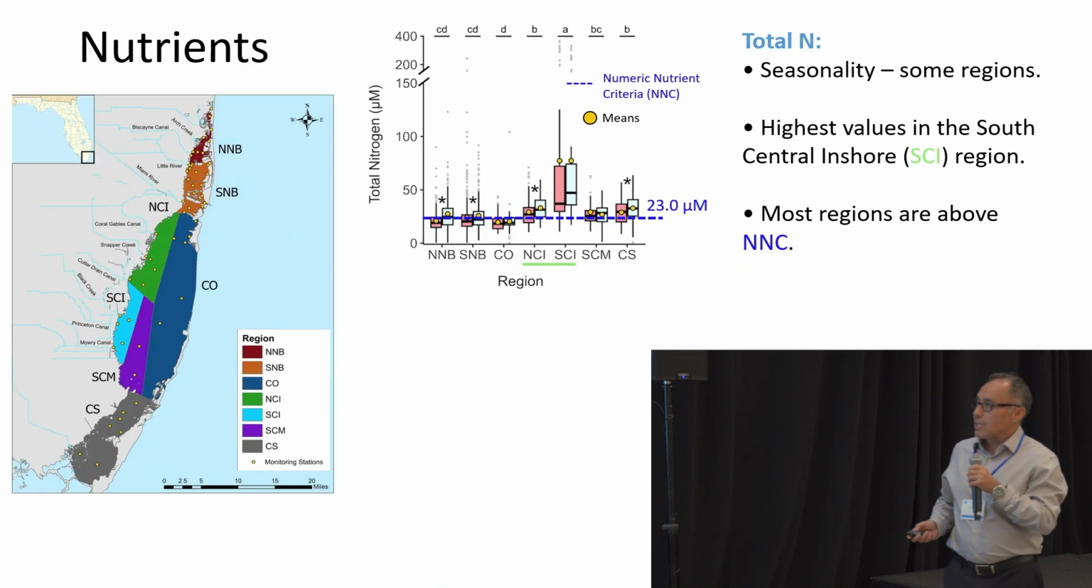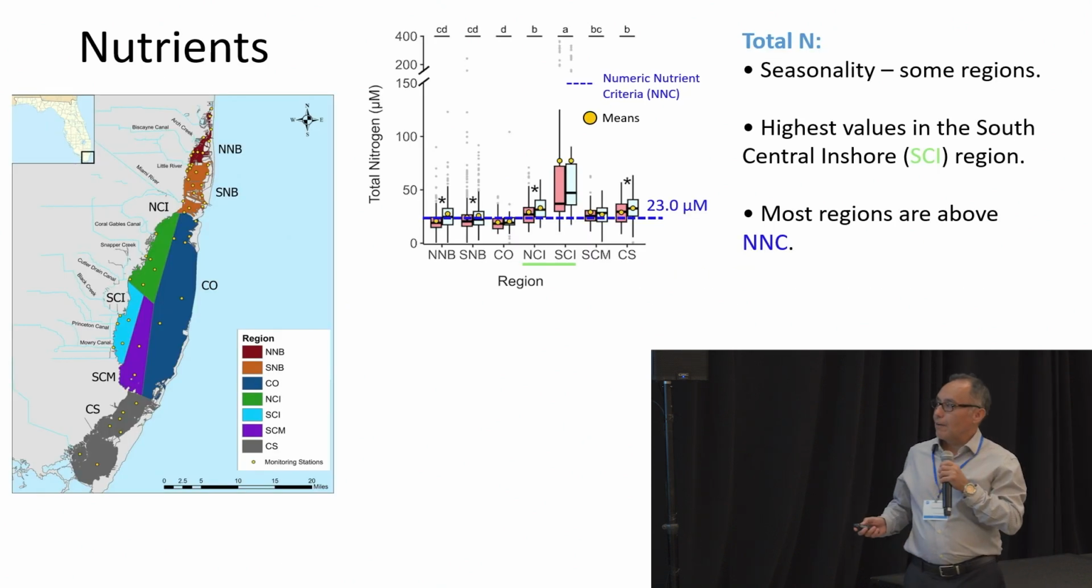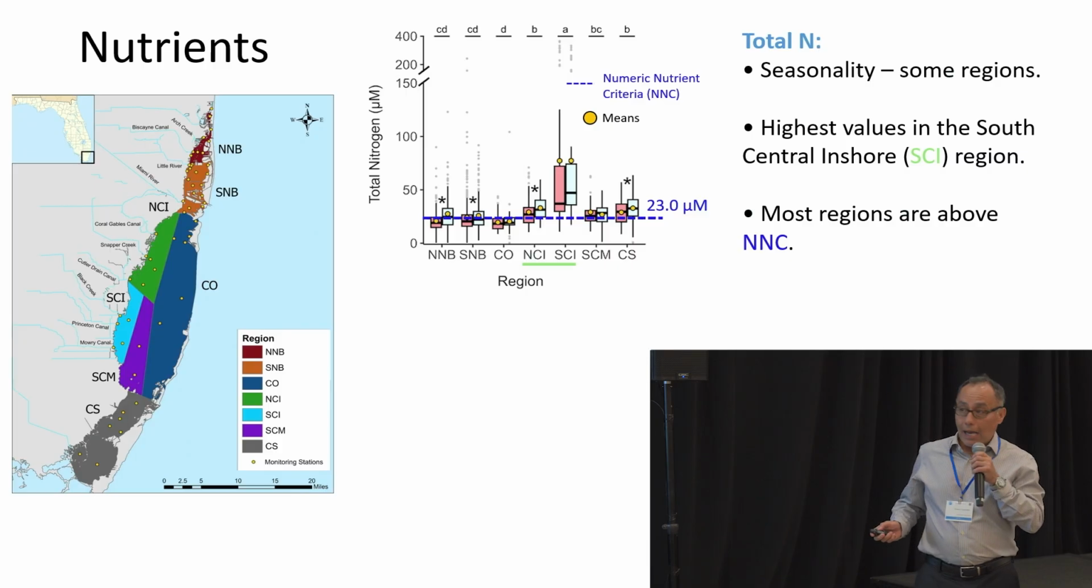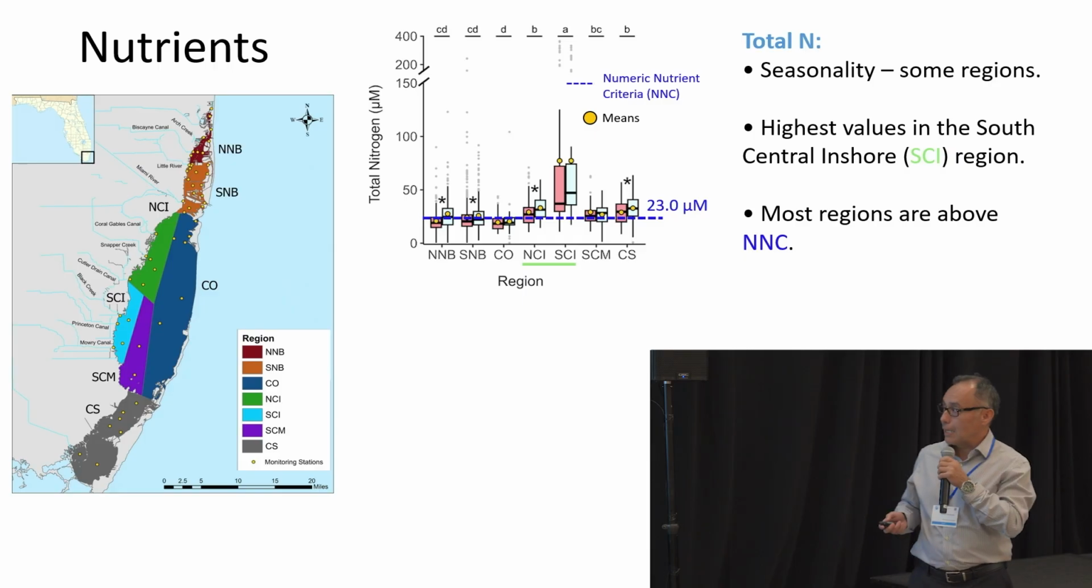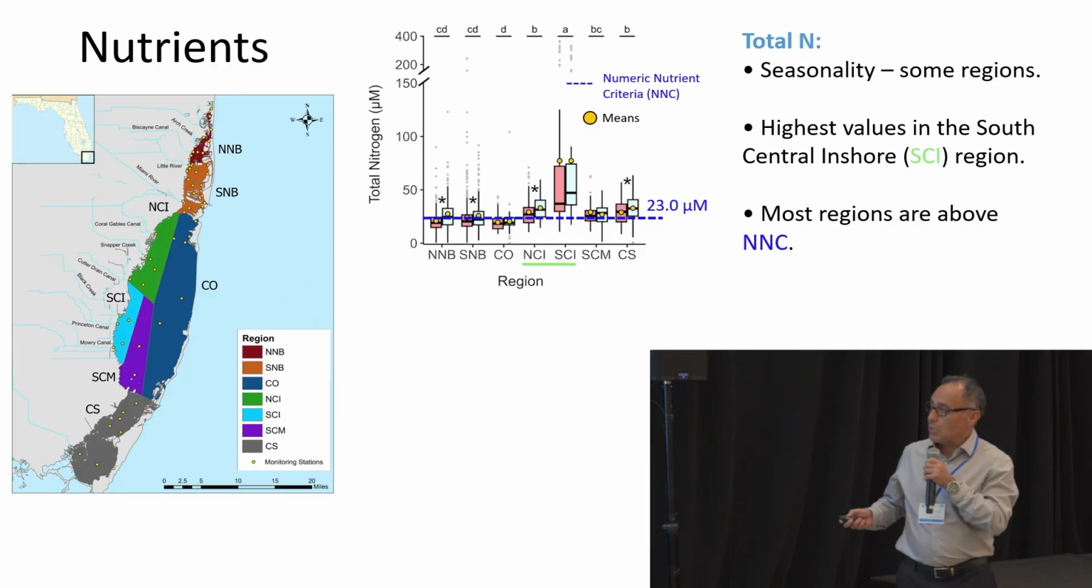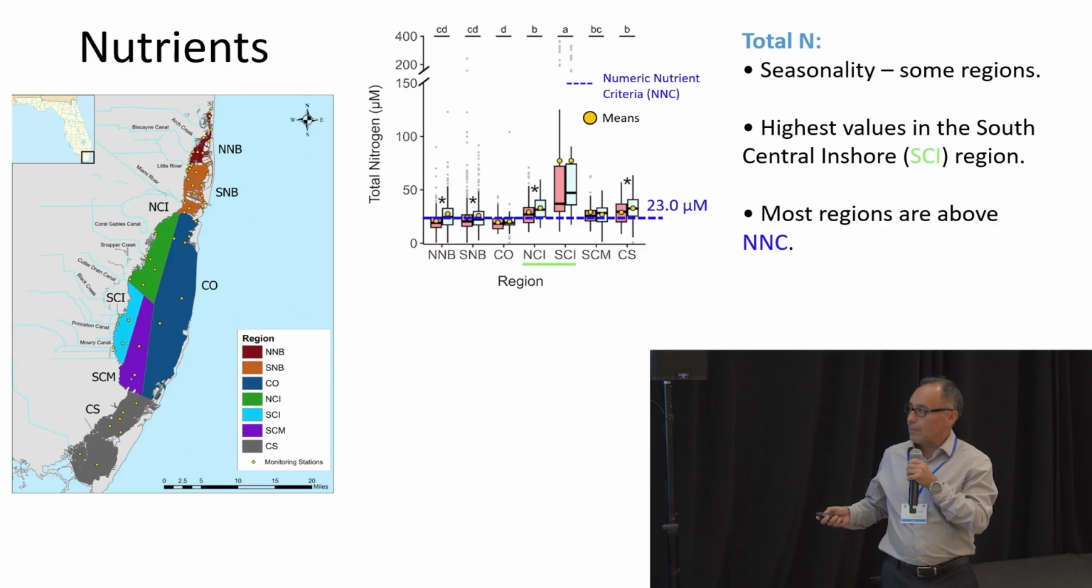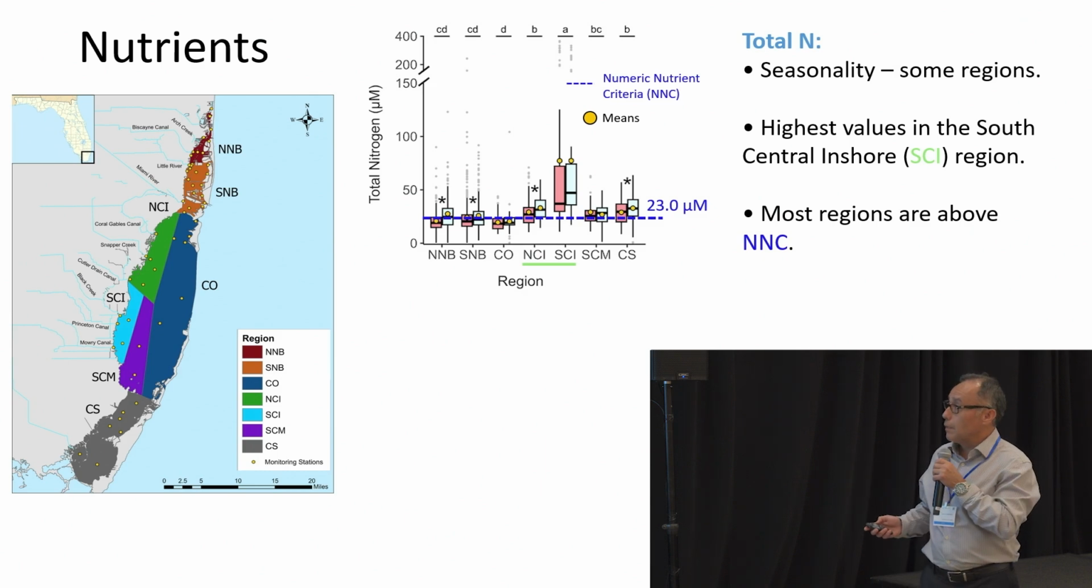In terms of nutrients, total nitrogen, we have, again, a strong seasonality, with higher concentrations here in the south central inshore, which is the light blue right here. And this zone is highly influenced by 3 canals, the Black Creek, the Princeton Canal, and the Maury Canal, that deliver a lot of water from the agricultural lands. And again, in most of the regions right here, the nutrient criteria standard is about 23, so most of the regions are above that. So we have a lot of nitrogen coming into the system.